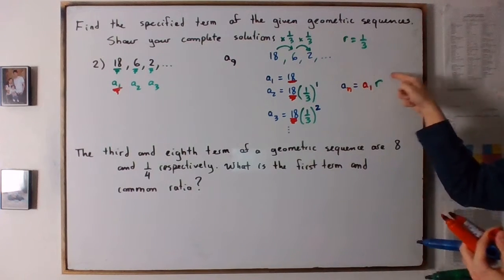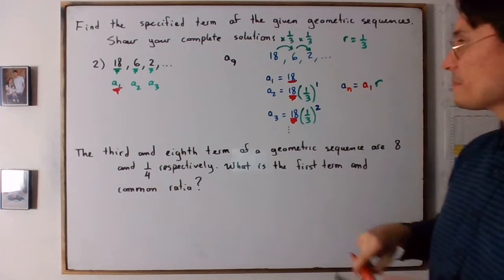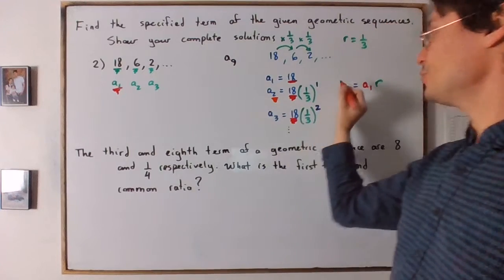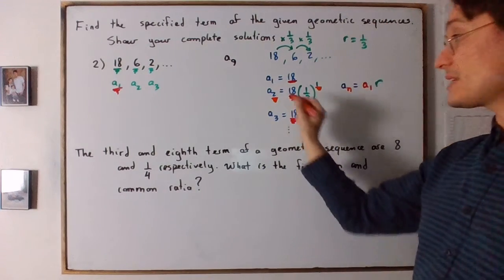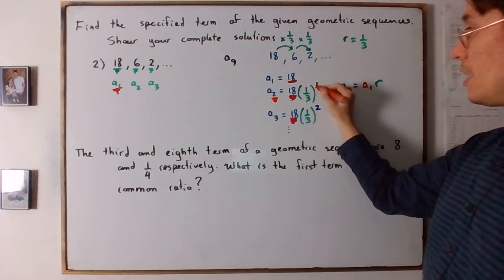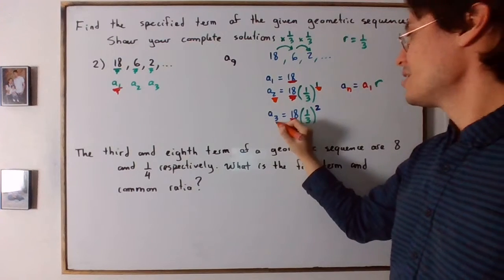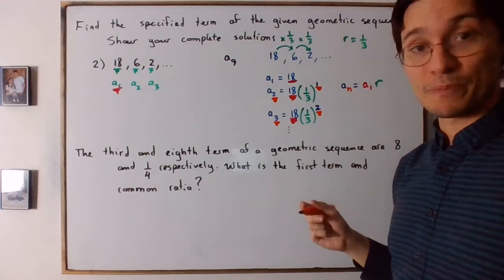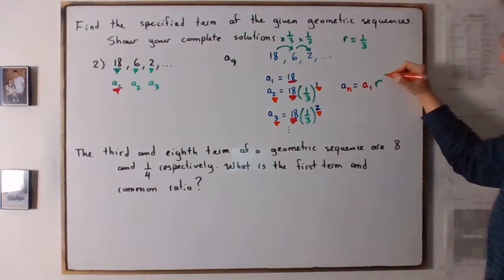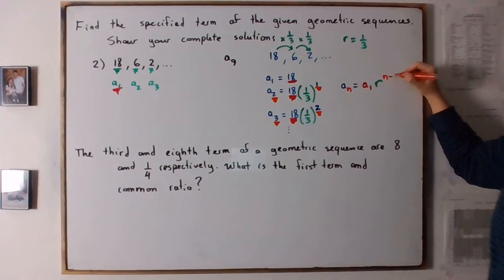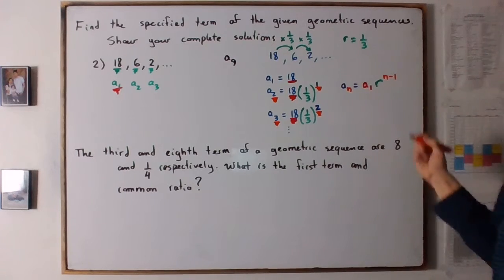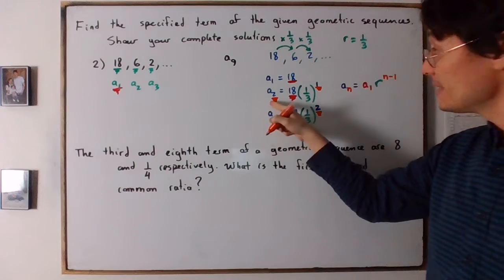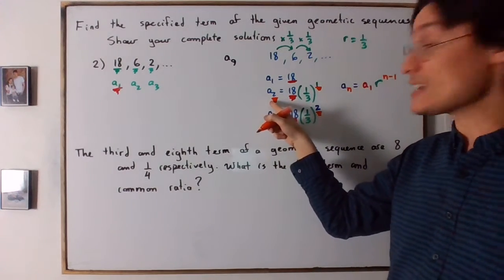The exponent here is a little bit tricky, so follow carefully. Here you have 2, here you have 1. When n is equal to 2, the exponent is 1. When n is equal to 3, the exponent will be equal to 2. So in other words, what you'll have here is to the power of n minus 1. The exponent of r will always be 1 less than the term of the sequence.